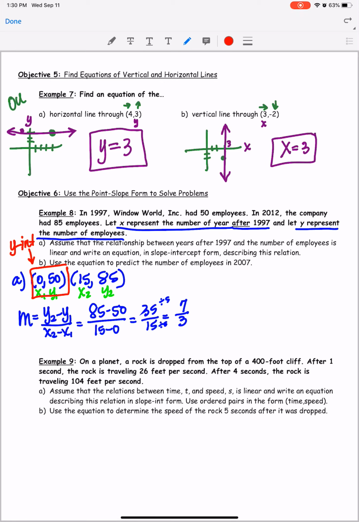We have y equals mx plus b, because it says, write an equation in slope-intercept form. So plug in your information. So we've got y equals, my slope is 7 over 3. So 7 over 3x plus b, my b is 50. So that is my answer for part A.